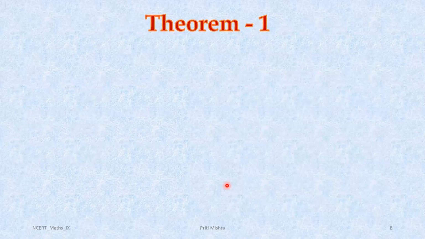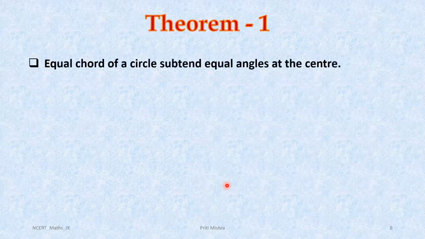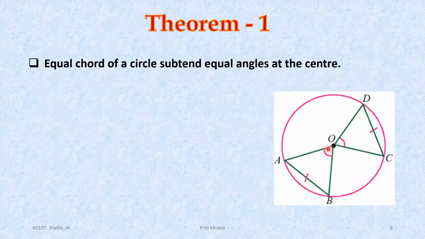Now let's have some theorems based on circle. So our first theorem is equal chords of a circle subtend equal angles at the center. So we will be having a figure in which we are having two equal chords AB and CD. And here you can see after joining its end points with the center, we are having radii OA, OB, OC and OD.